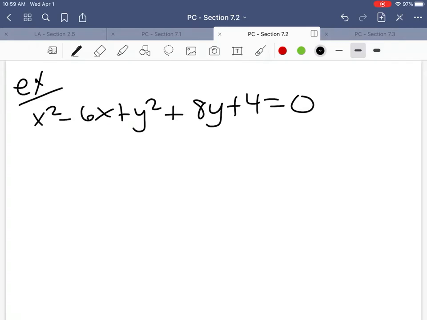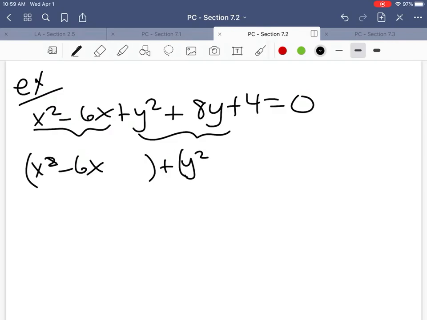So what I have to do is group my items first. They're already grouped a little bit here. You notice that the x's are together and the y's are together. So I'm going to have x squared minus 6x in parentheses, leave a little space, another set of parentheses, plus my y squared plus 8y, leave a little space, and that 4 can just go to the other side, so it becomes a negative 4.